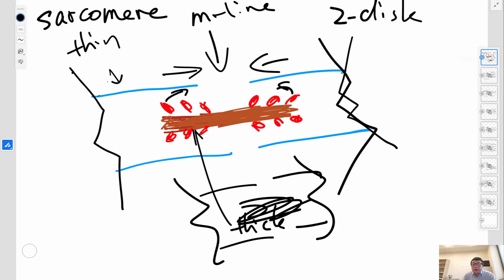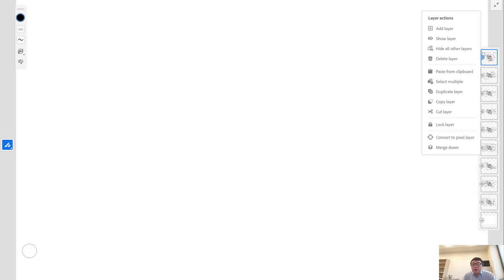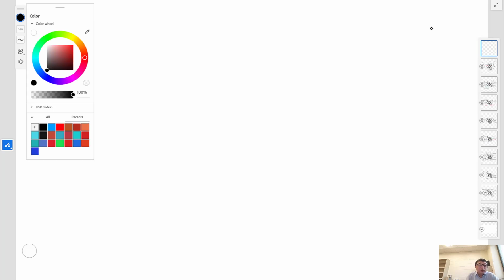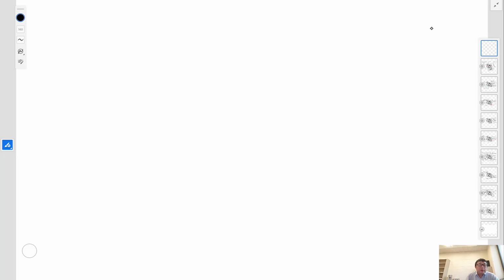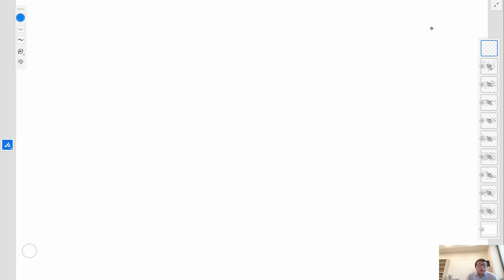And this sarcomere contraction causes a muscle contraction. And how does this happen? Because it has to be under control. How is this controlled? This is almost the last page, I think. How is this controlled?